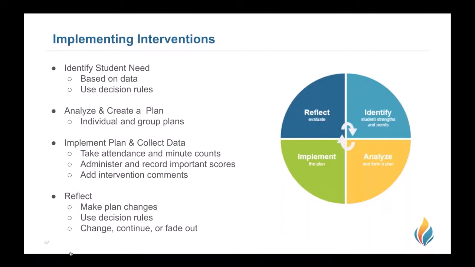And then that last piece there is reflecting. So we're making plan changes often. We're using those decision rules again, and we're making the decision whether we're going to change, continue, or fade out the intervention. So sometimes when we fade out, or if we exit the student from intervention, we've maybe determined that there's been a number of interventions we've tried, and now this is the time where special education services might be needed.